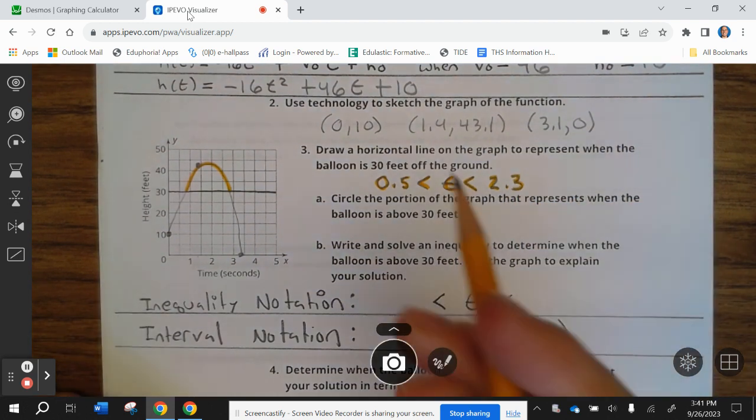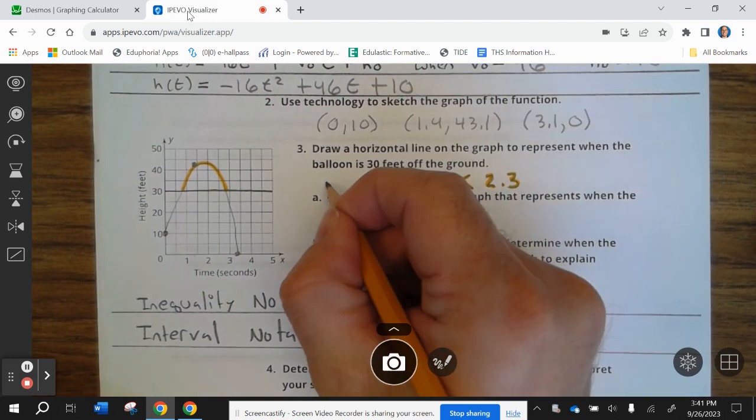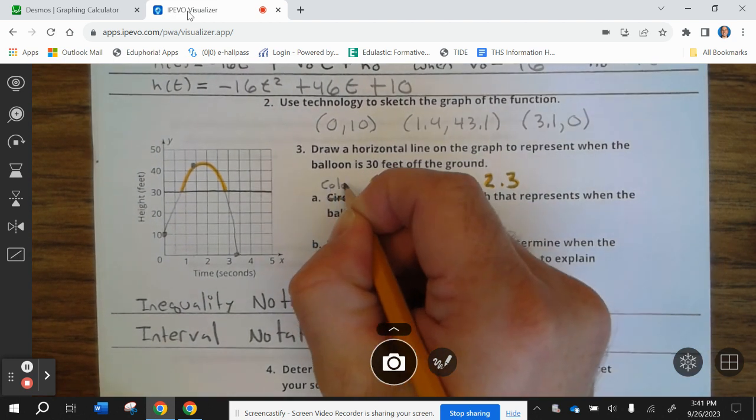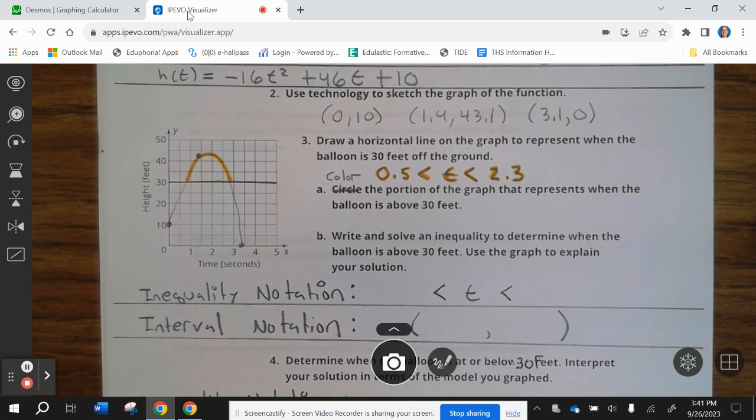And we're not going to circle. We're going to color the portion. Okay. Write and solve an inequality to determine when the balloon is above 30 feet. Use the graph to explain.